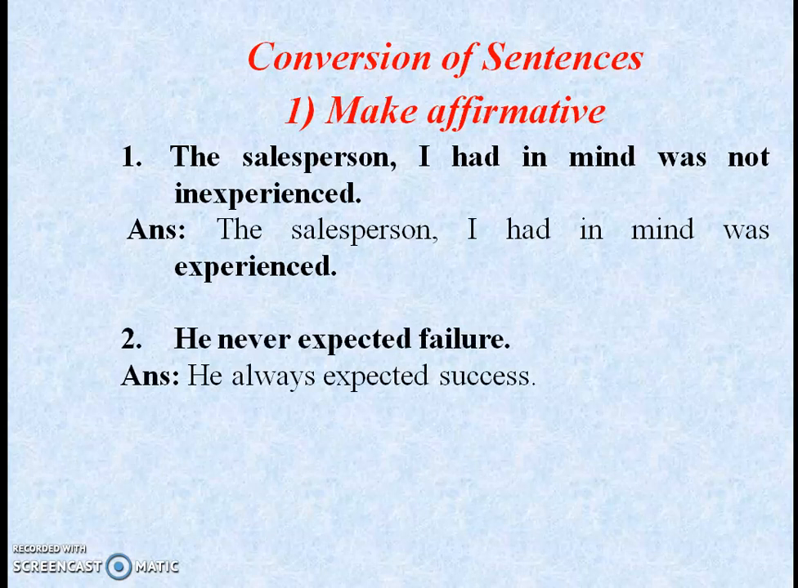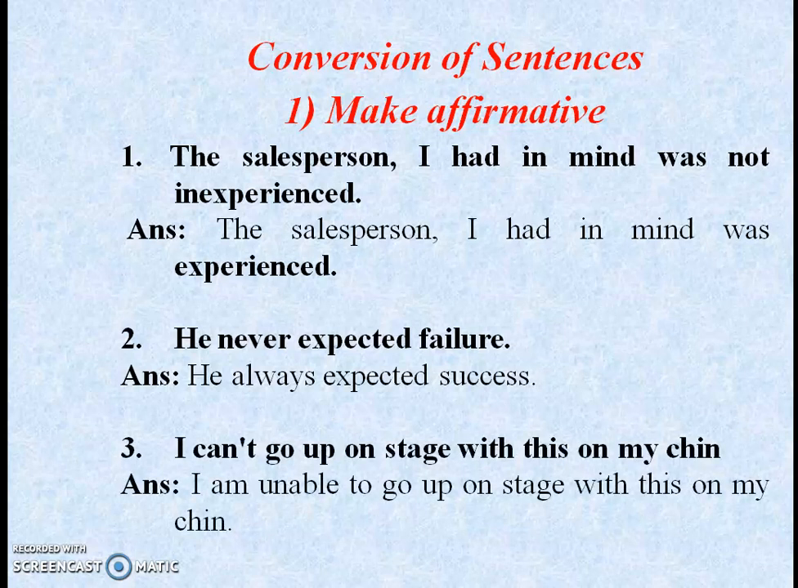Second example, he never expected failure. He always expected success. The first sentence is negative, the second sentence is affirmative. Same case is there with the first example. The first example is negative, the converted sentence is affirmative. Example number 3, I can't go up on stage with this on my chin. It is a simple present tense sentence, so I am unable to go up on stage with this on my chin. The meaning and even the tense of the sentence is same.